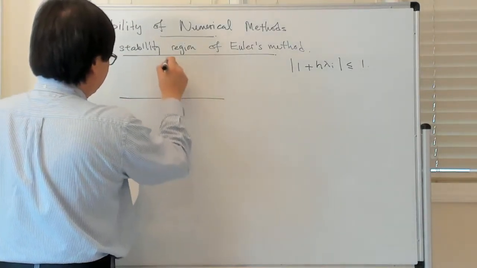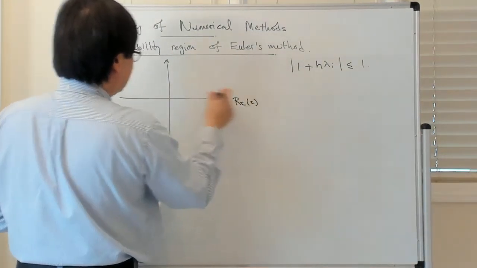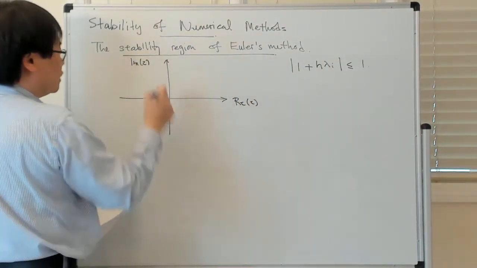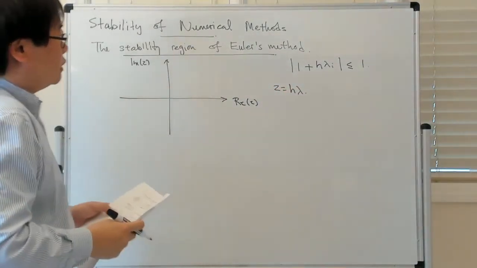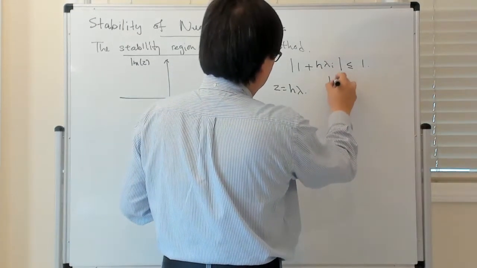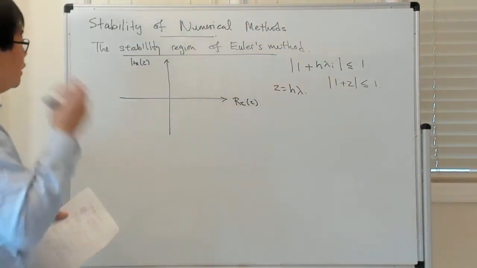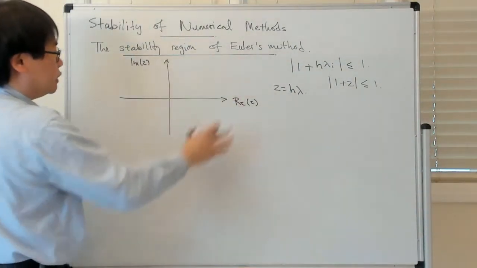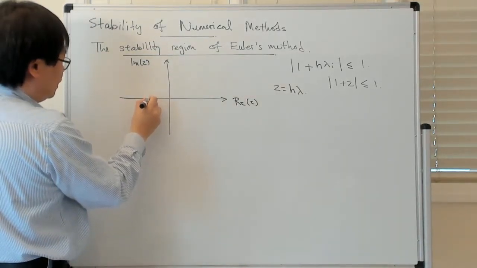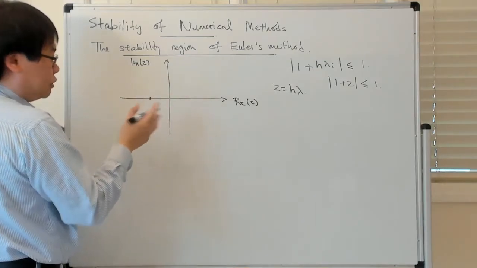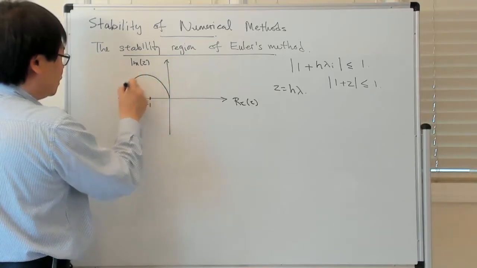Okay, so, all right, so let's draw a picture for this. So this is the real part of z, the imaginary part of z, and then you should think of z as being h times lambda. So this is more or less saying that you want 1 plus z to be less than or equal to 1 in modulus. All right, so if you think of a point z in the complex plane satisfying that inequality, then it's clear that you have a circle which is centered about minus 1 with radius 1.